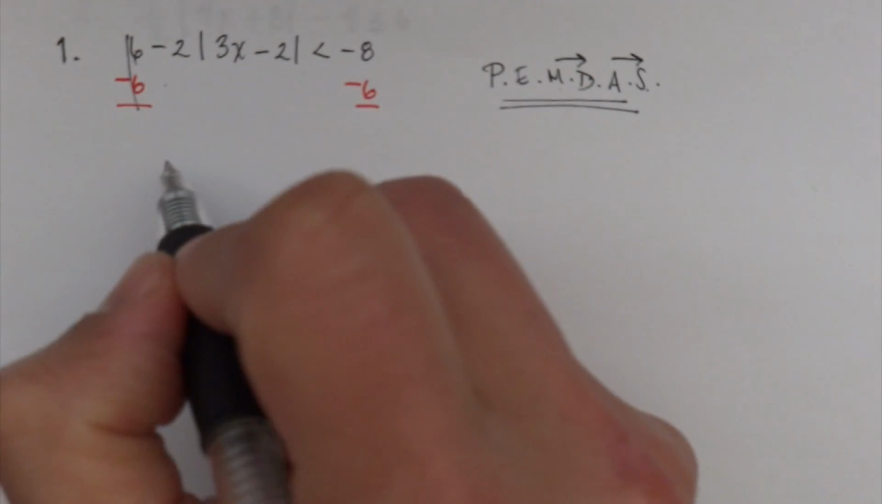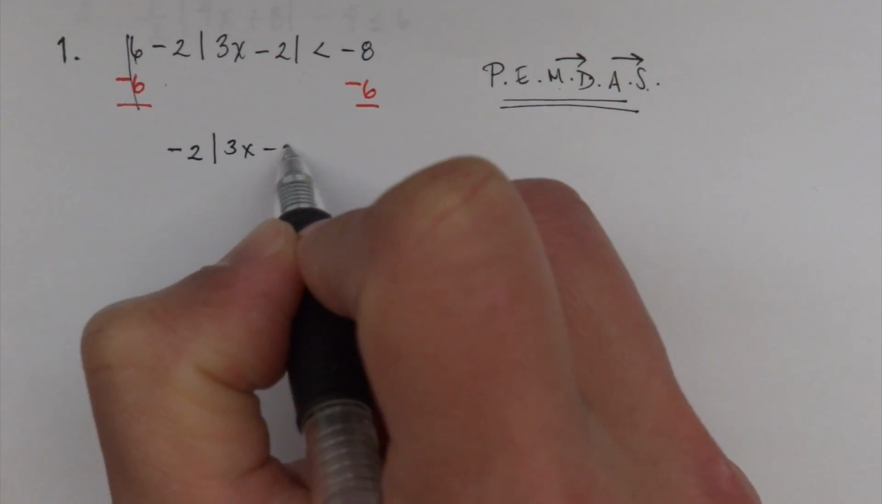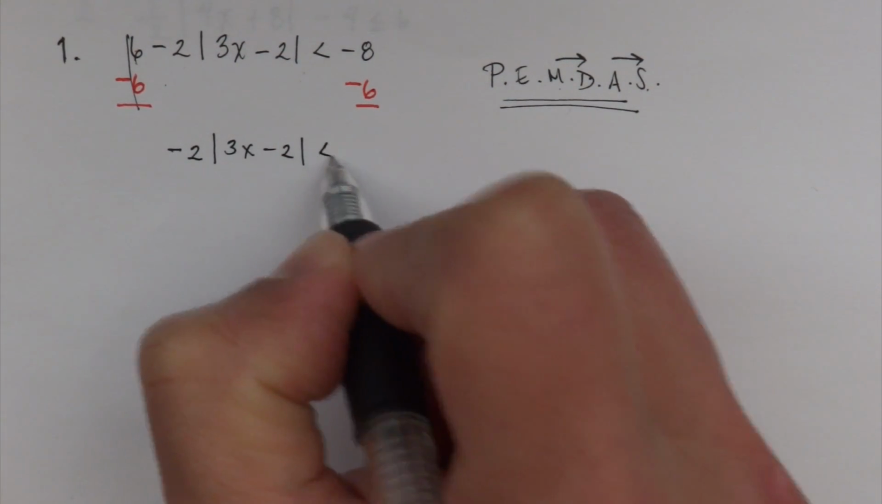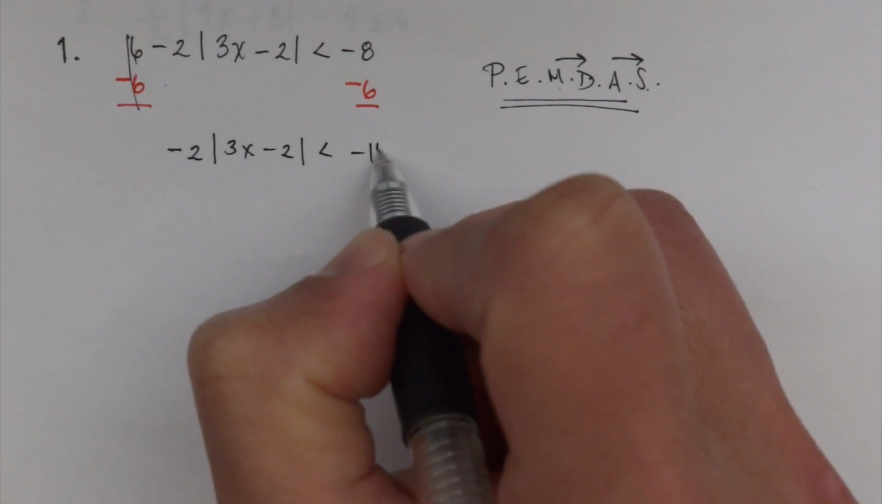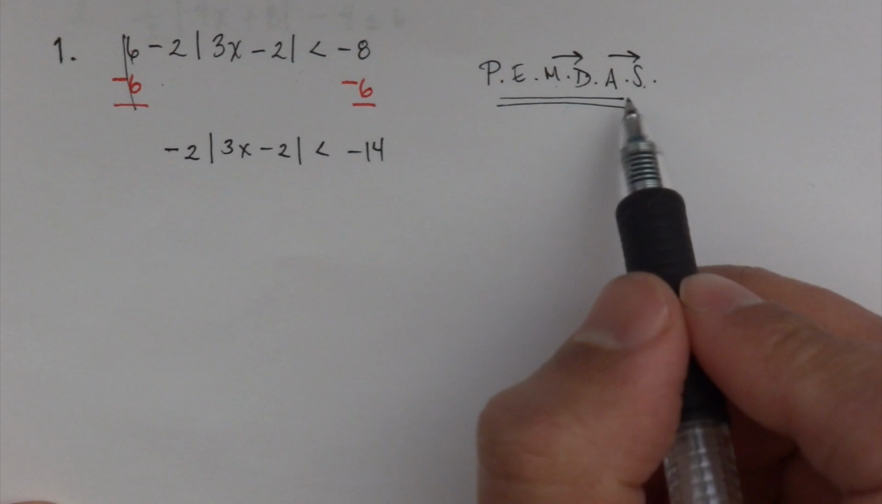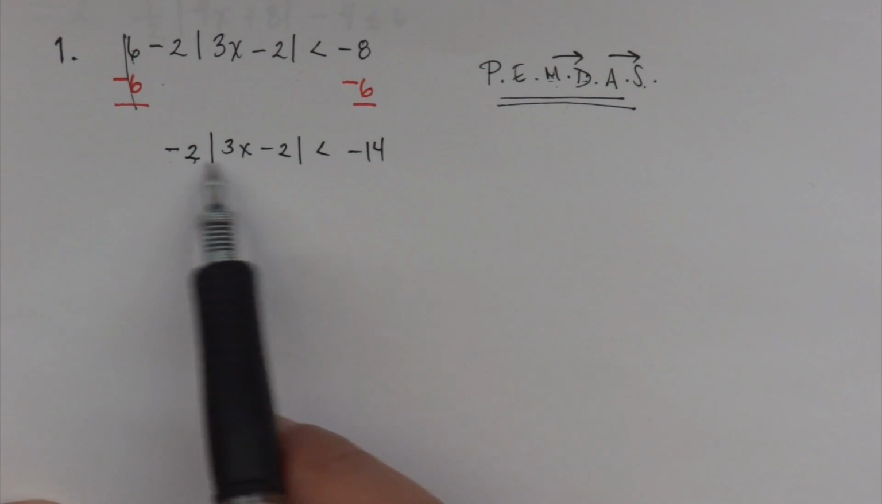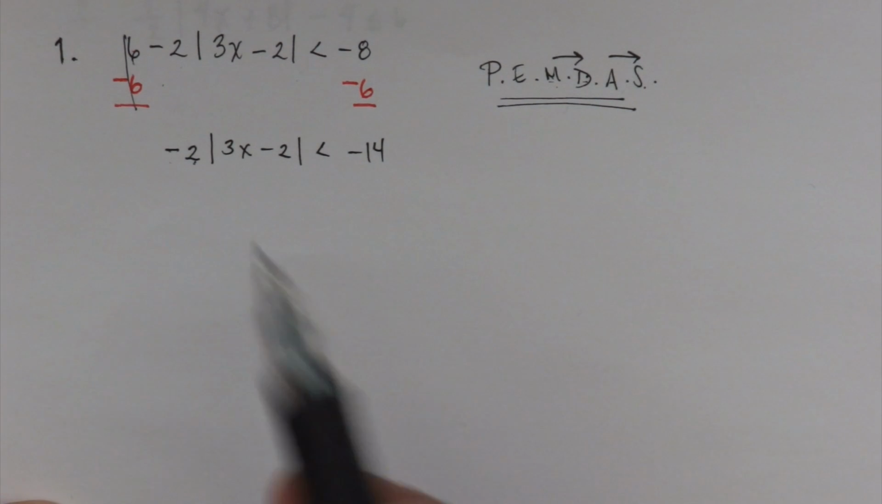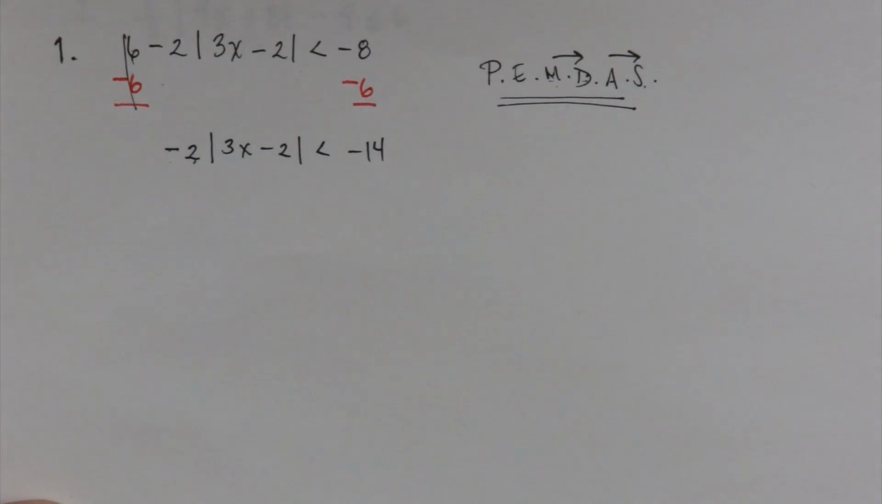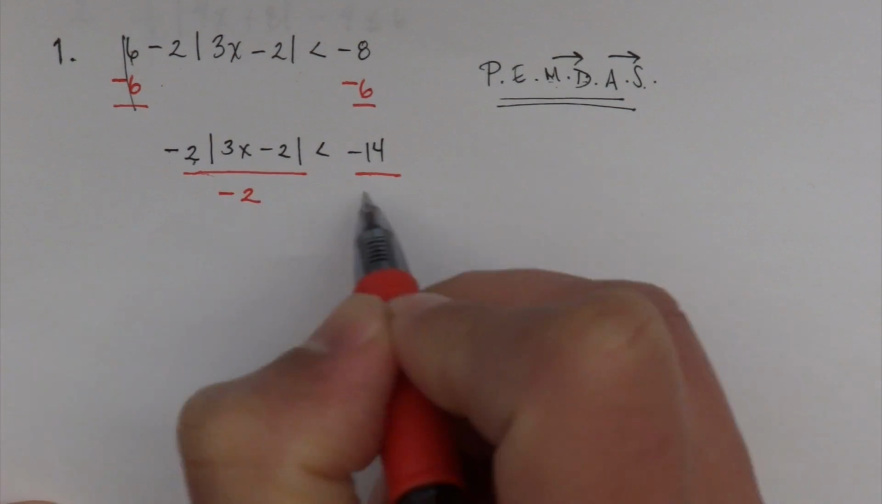This simplifies to a 0. We're left with negative 2 times the absolute value of 3x minus 2, less than negative 14. Now we undo multiplication or division. You notice the negative 2 is right next to the absolute value, so that means multiplication. So I'm going to divide by negative 2.